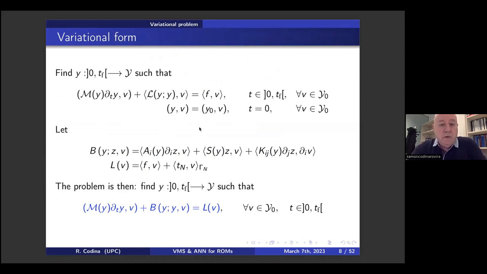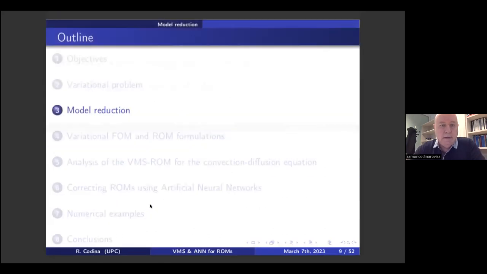So in the case of the differential equation I introduced before, the form B is given here. It involves the derivatives represented here by Z, then the test functions V, and the unknown Y that makes explicit the dependence of the coefficients on this unknown. So with this notation at hand, we have the variational problem that is written here in blue. We have to find the unknown Y that satisfies this variational equation. So all this is absolutely standard.